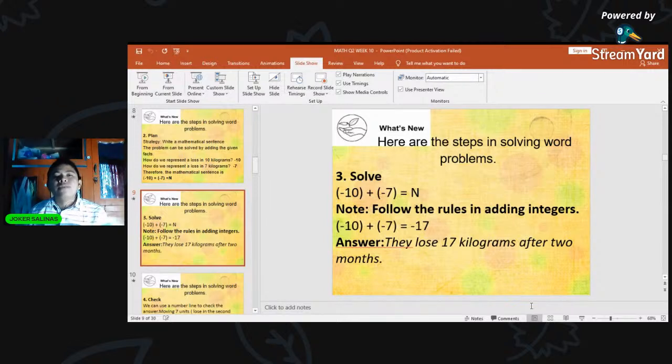If we add integers, both of which are negative, their answer must be negative. If you add negative 10 plus negative 7, 10 plus 7 becomes 17. Then copy the negative sign. So the answer is they lost 17 kilograms after 2 months. Very good.